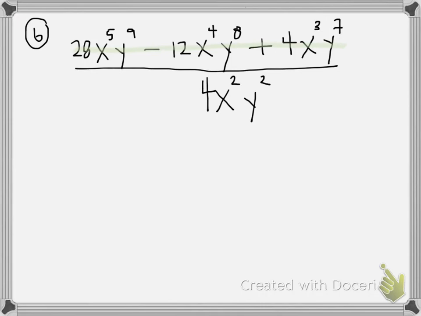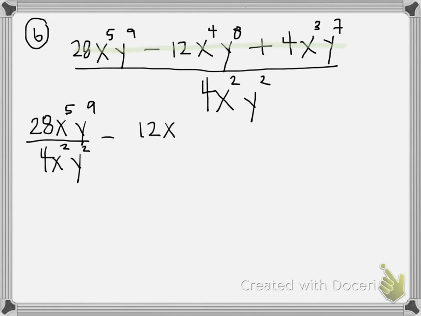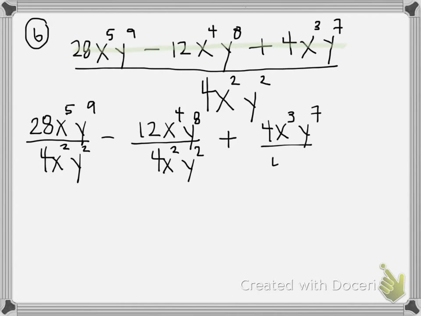Okay, so we separate each term, so that'll be a 28 x to the 5th y to the 9th over 4x squared y squared, minus a 12x to the 4th y to the 8th over 4x squared y squared, plus 4x cubed y to the 7th over 4x squared y squared. So each term gets divided by that monomial.